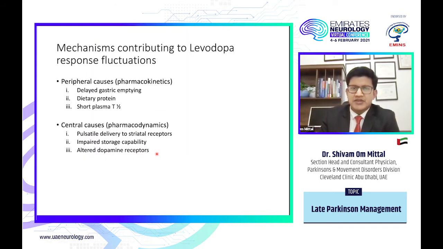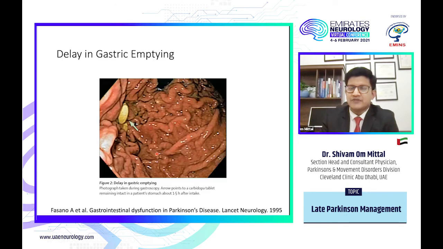And the most common reason for these fluctuations, we know that there's a peripheral cause and a central cause. I will not go into the details, but the most important discussion here will be the gastric absorption. That's a key for what we can do clinically in how to manage these patients better. We know there's a delayed gastric emptying and there's a lack of absorption, and how we can optimize the levodopa absorption as it reaches the brain to provide a sustained supply, to have a continuous dopaminergic therapy.